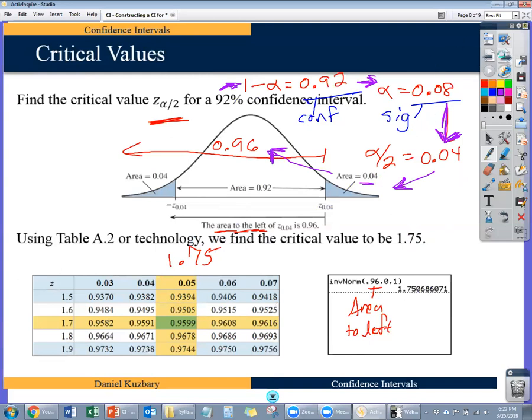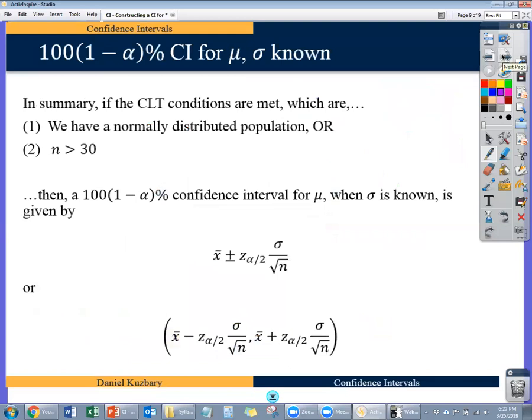And so with the critical values, now we can construct a confidence interval for the mean. And I'll put all this together now. This whole slide tells you how to find a confidence interval for the mean with sigma known. And in another video, I'll give you some examples, but I've about run out of time with this one. So if the central limit conditions are met, which are we either have a normally distributed population, or we have n is greater than 30, or both, then a 100 times 1 minus alpha confidence interval for mu, when sigma is known, is given by x bar plus or minus z sub alpha over 2 times sigma over root n.